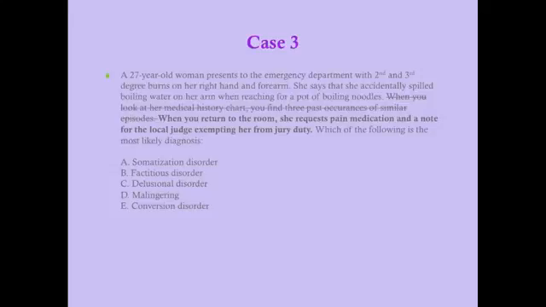Okay, so let's do the same thing here. We got the same patient, but now you're looking at the medical history chart, and you don't see any past occurrences of these episodes. You just have a woman with 2nd and 3rd degree burns, and she spilt boiling water on her arm while reaching for a pot of boiling noodles. You get into the room, and she specifically requests pain medication and a note for the local judge exempting her from jury duty. Which of the following is the most likely diagnosis here?